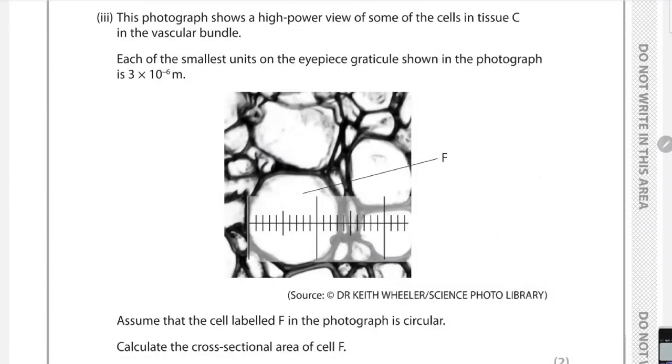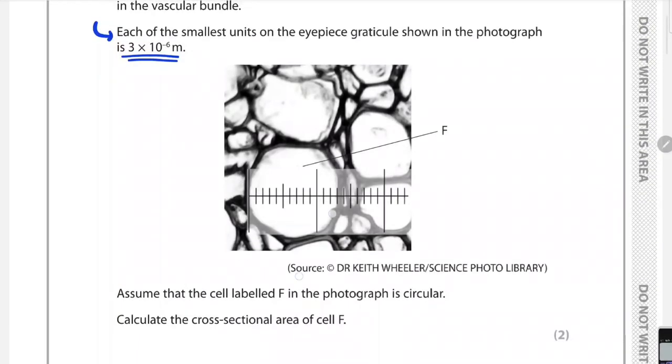This is the January 2023 question of the Eyepiece Graticule in Unit 3. In this question, each of the smallest units on the Eyepiece Graticule shown in the photograph is 3 times 10 power negative 6 meters. So each small unit of these is 3 times 10 power negative 6.